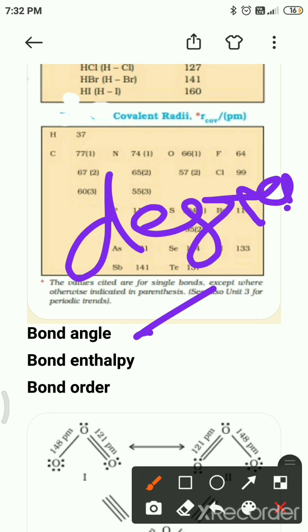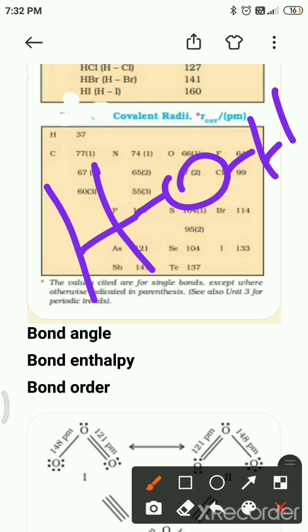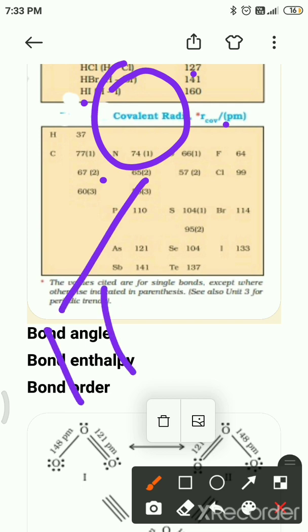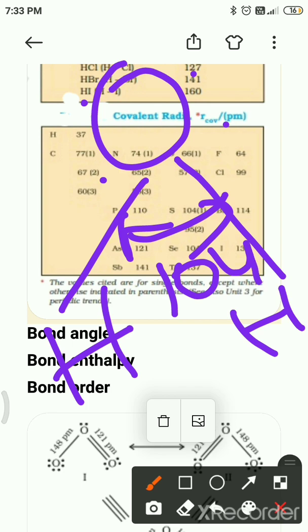Say for example, water, H-O-H. Here the bond angle of water can be represented like this: O, with two lone pairs of valence electrons, and hydrogen, hydrogen. This is the bond angle of the water molecule, which equals 104.5 degrees.